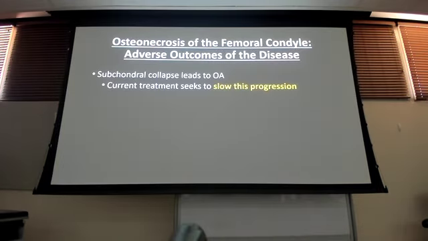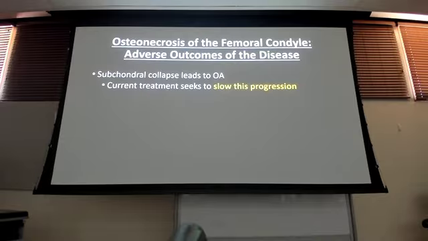All right. So when we're talking about adverse outcomes disease, all right, subchondral collapse leads to OA again. Do we want that? No. Right? So we're trying to prevent that, but if it's not prevented, it happens. So then you have what? A treatment plan that attempts to slow this progression. That is the whole goal.